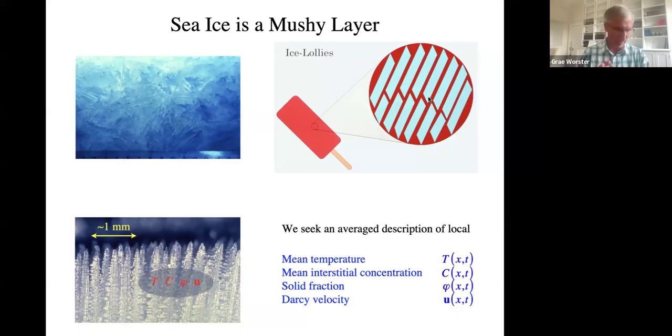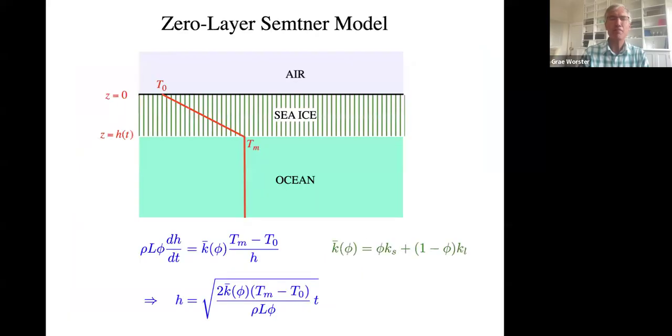Pure ice crystals, and then all the impurity. In the case of ice lollies, the impurity is sugar and all the colorings in the liquid region between the ice crystals. Okay. Mathematically, we're going to follow mean quantities, but I'll mention that a little bit more later on. So what are the consequences for us, for sea ice?